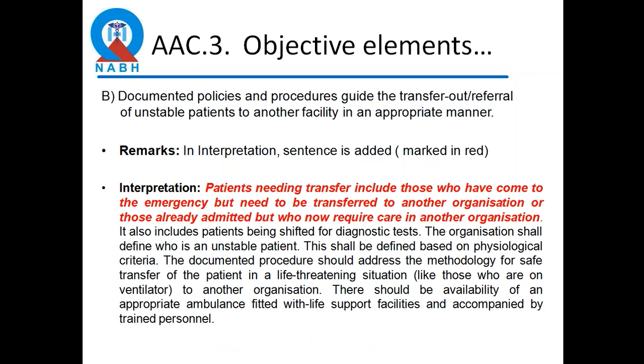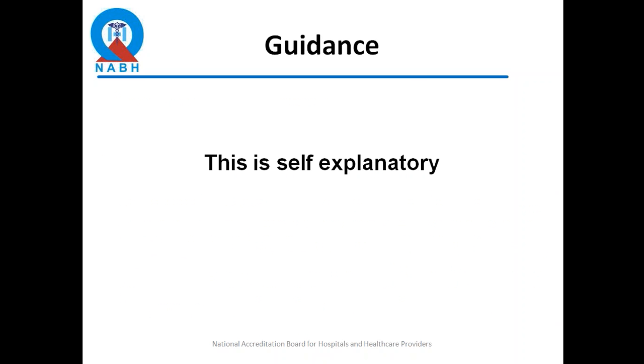AAC 3B, where they are talking about the emergency and transfer out of and referral of unstable patients. So here again they are just specifying in the interpretation, patients needing transfer include those who have come to the emergency but need to be transferred to another organization, and those who are already admitted but now require care in another organization. So both, okay? And there should be a policy and a procedure to be able to guide this. I hope it's quite self-explanatory.